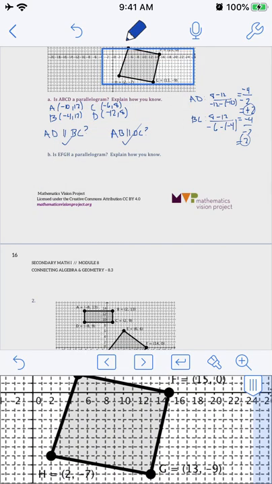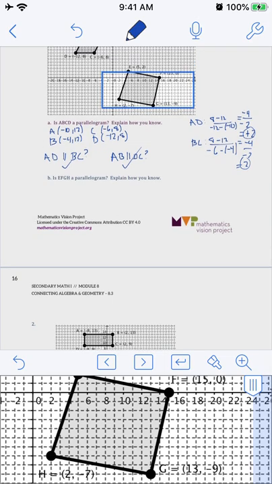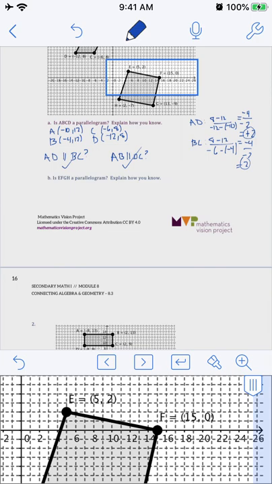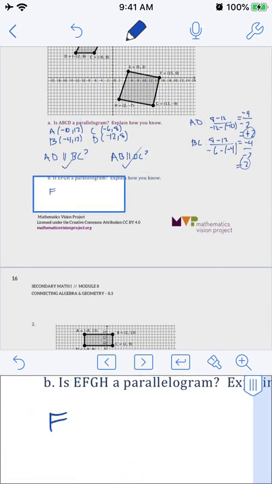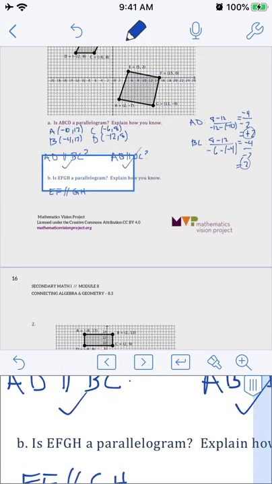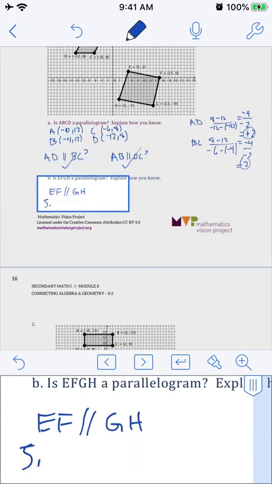So again, you should have paused the video, had some time to work on this, and come up with a conclusion. I hope your conclusion was no. Let's take just one set. Is EF parallel to GH? Because it better be both. Let's try one. If it ends up being parallel, we'll check the other one. EF is 5.2. I'm sorry. E is 5.2.